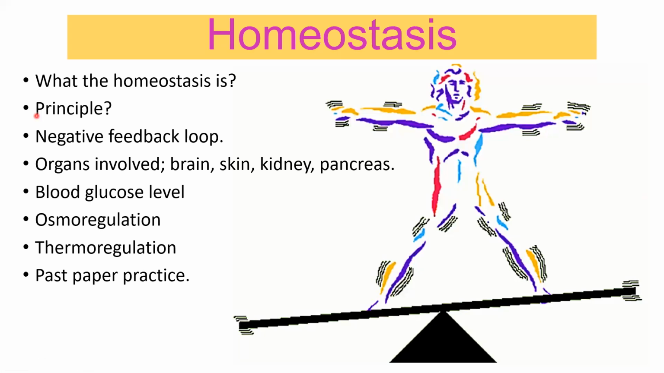Today we are going to learn about homeostasis. Homeostasis basically is the maintenance of internal environment. And in this video, you will be checking out what homeostasis is, what the basic principle behind homeostasis is, what the negative feedback loop is, what organs are involved in it, and the glucose level maintenance, osmoregulation, water potential maintenance, and temperature regulation, thermoregulation. They are included in your syllabus, and we will be doing the past paper practice as well.